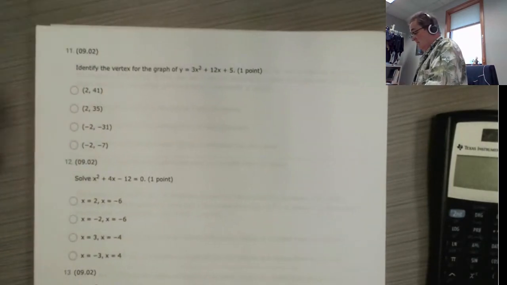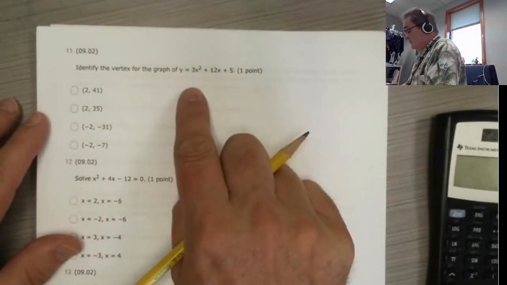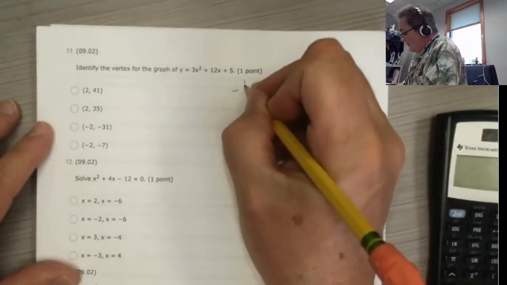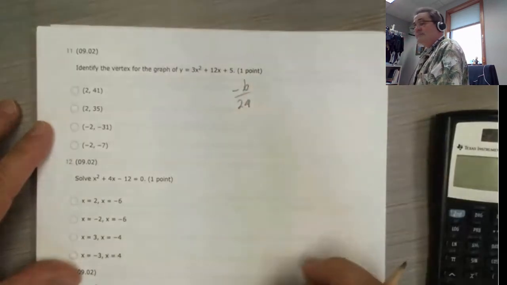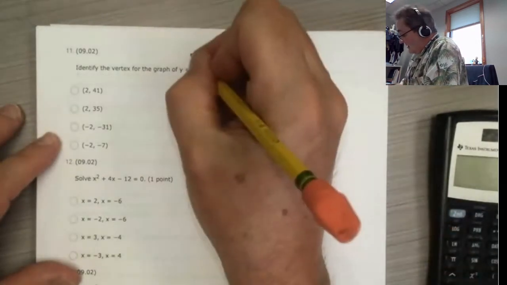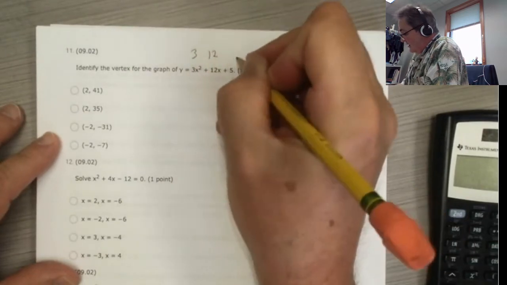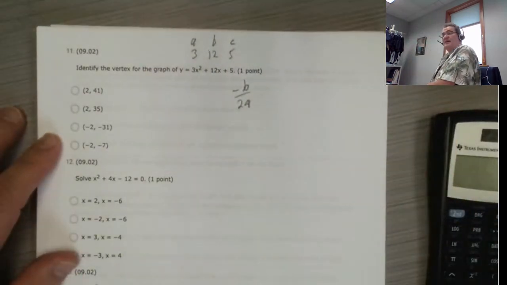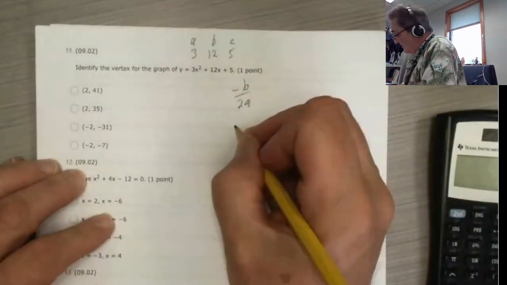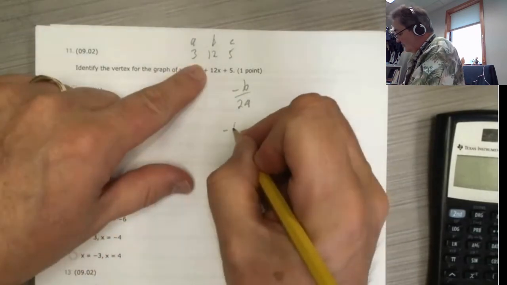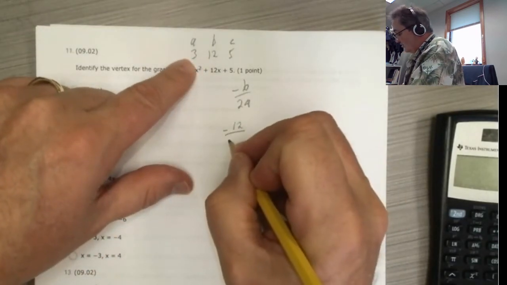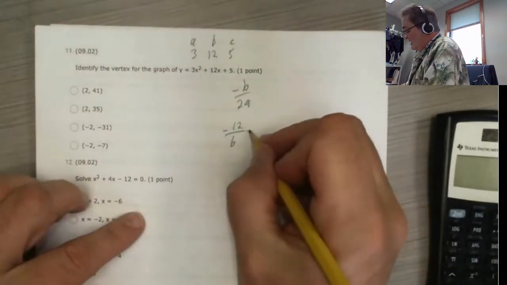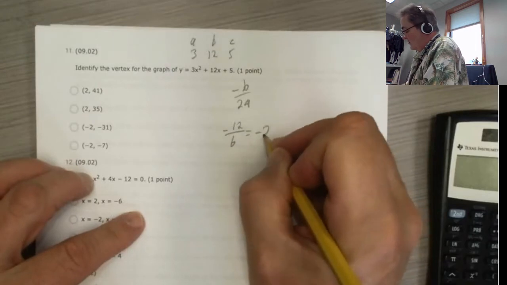Identify the vertex for the graph of y equals 3x squared plus 12x plus 5. Okay, the vertex, again, we got to find negative b over 2a. So for this one, our a is 3, our b is 12, and our c is 5. A, b, c. All right, we got to identify our a, b, c. So negative b would be negative 12 over 2 times 3, which is 6. 2a, 2 times 3, 6. So negative 12 divided by 6 is negative 2.